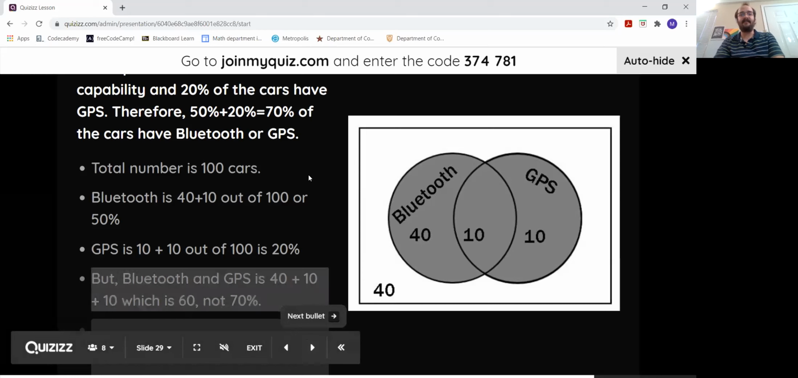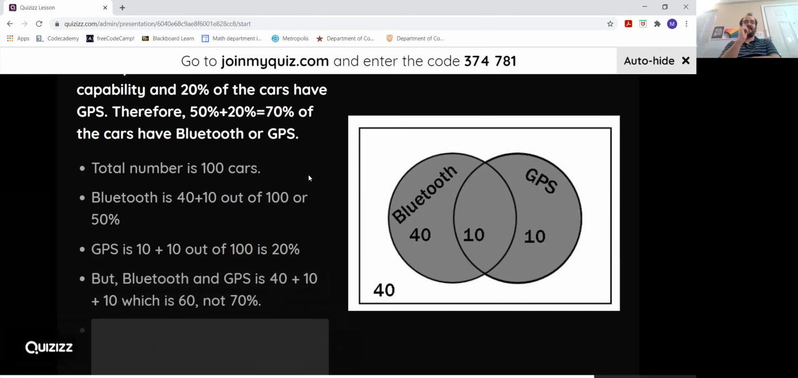But if I want to add Bluetooth or GPS is what this should say. Wow, I used the wrong word there. I should say or. Definitely the wrong word there. That is 40 plus 10 plus 10, right? If we want everything that either has Bluetooth or GPS or both of them, I'm only getting to 60. Why is this equaling 70, but in reality, it's only 60? Where's that extra 10 coming from?